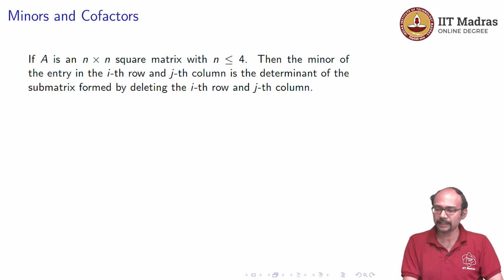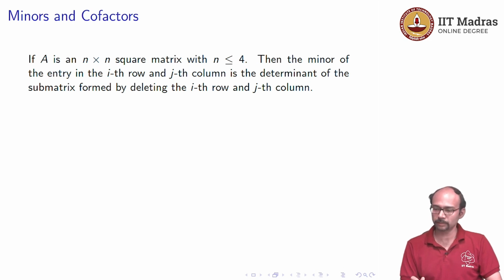Then the minor of the entry in the ith row and jth column is the determinant of the sub matrix formed by deleting the ith row and the jth column. We have been doing this process in computing the determinant. To compute the determinant of the 3 by 3 matrix, for the first expression, we take A11 times determinant of the 2 by 2 matrix, which is obtained by deleting the first row and first column. Now we are talking about just that operation. You look at the ith row and the jth column and you delete those, and then you get a matrix of size n minus 1 by n minus 1, and then you look at its determinant.